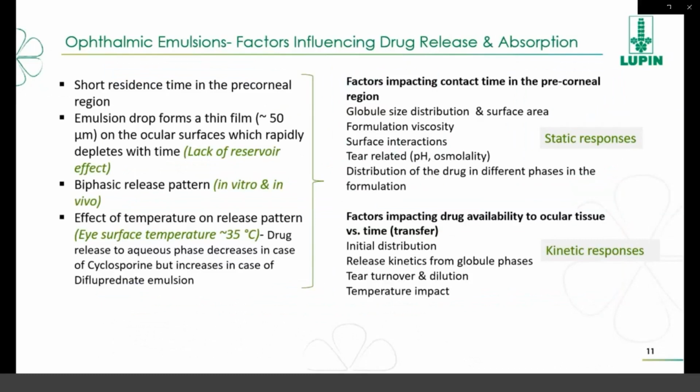They exhibit a biphasic release pattern, and they are also shown to be sensitive to temperature change. As the temperature of the microemulsion is raised from its storage temperature to the ocular surface temperature of 35 degrees centigrade, in the case of cyclosporin emulsion, the release rate decreases, primarily because the cyclosporin solubility in the oil globule increases, thereby retarding the drug release.